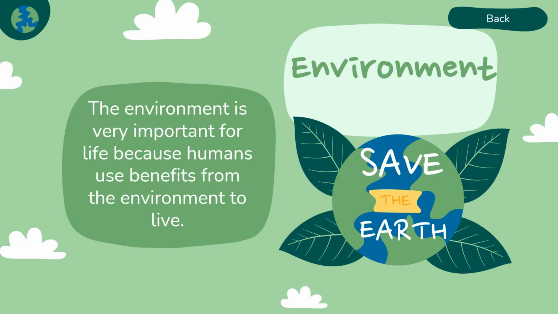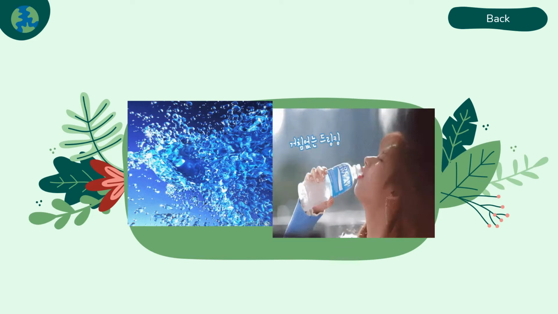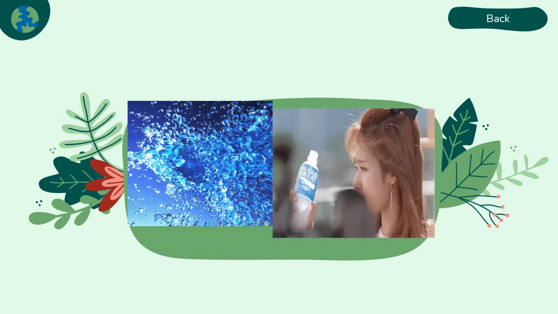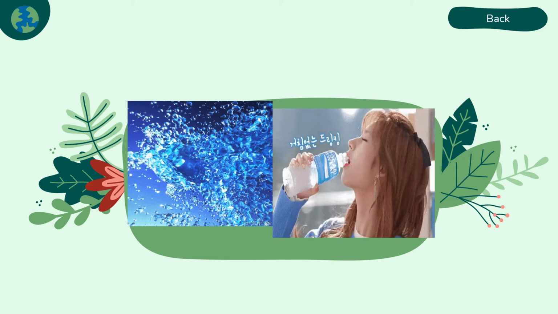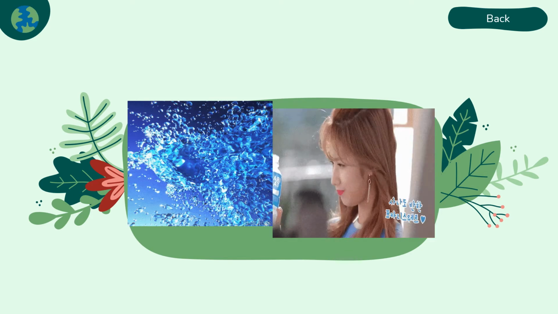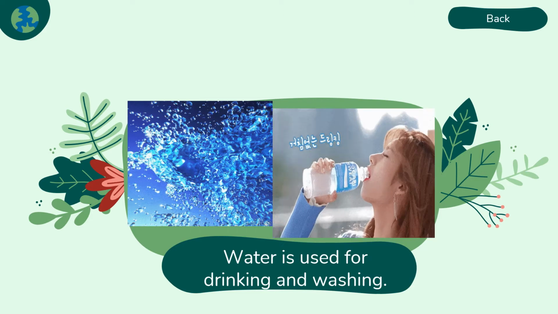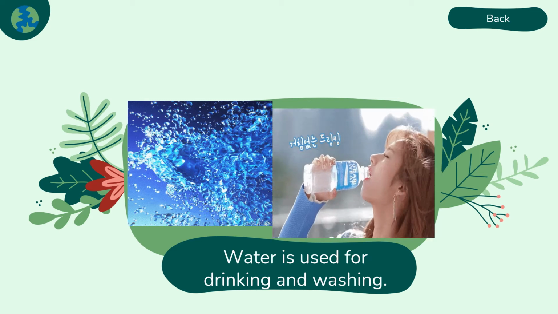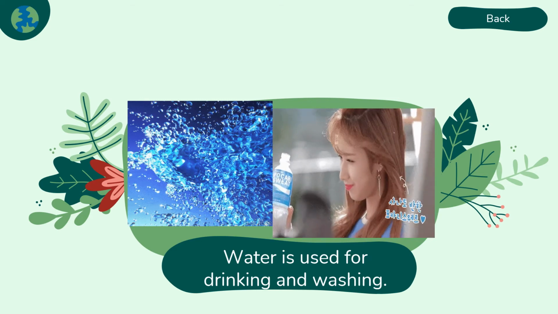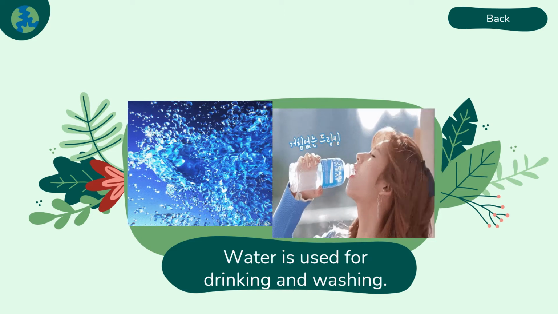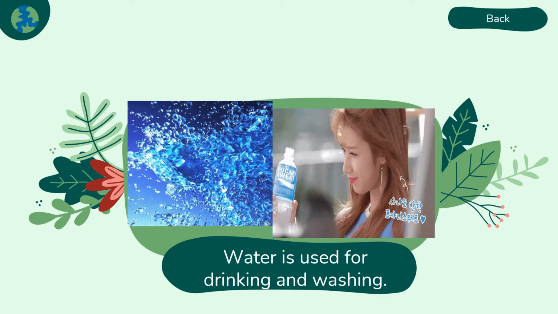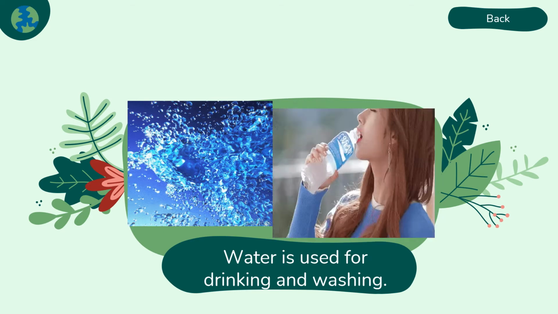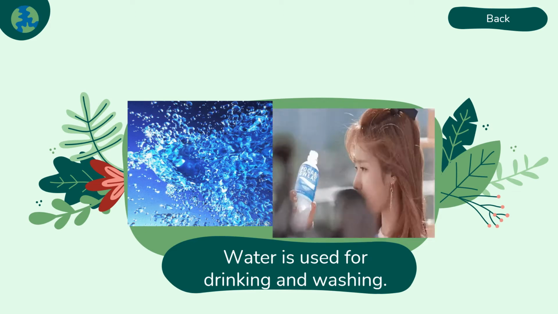Here are some examples that the environment gives to us. It is water. Water is used for drinking and washing. If we don't have water, of course we will die and we will become thirsty. It is very useful for our daily lives. We use water for washing the dishes, washing our bodies, and everything.